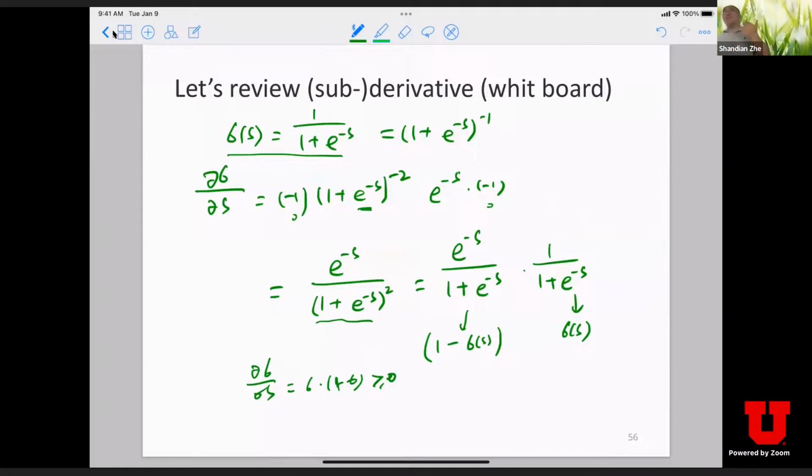For example, if you're asked to implement a neural network with the sigmoid activation function, you don't need to implement this tedious stuff. You just implement your own sigmoid, and then you use your sigmoid implementation to implement its derivative. Any questions so far? Okay.